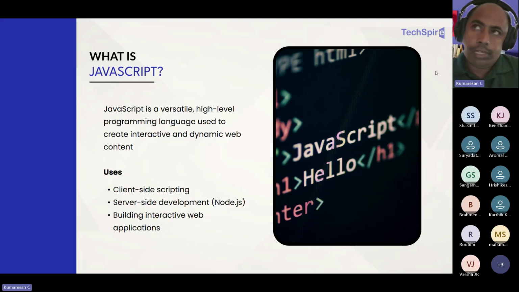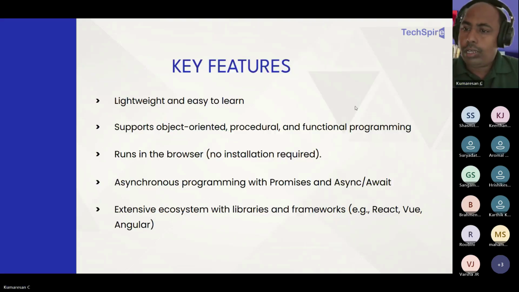And one more thing, JavaScript is now the second most used language after Python. If you learn JavaScript, you can become a master in front-end technologies. Let's see what the key features of JavaScript are. It's very lightweight. You don't have to install anything in your application. It comes with the browser, and it's very easy to learn, very simple. We are going to look into the features and how to write code in this session.